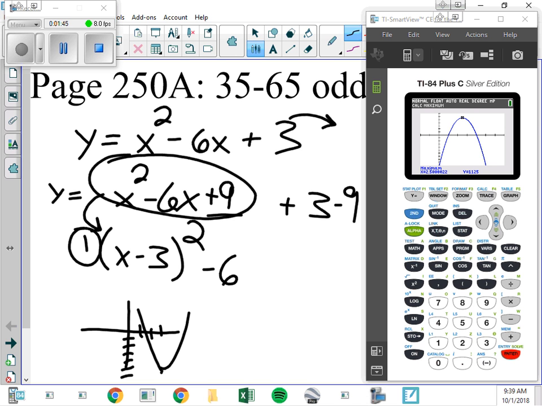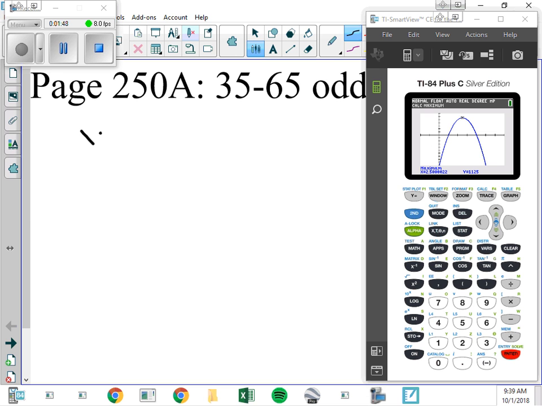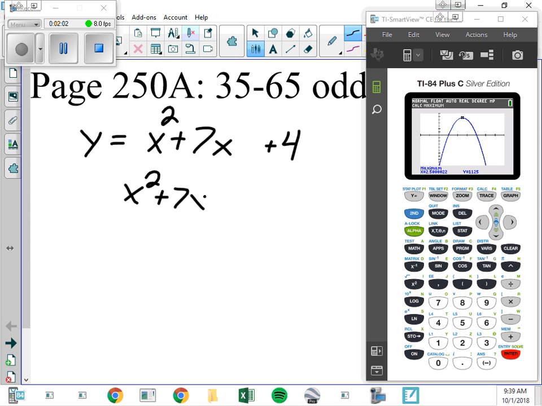Okay, it does get a little bit harder if the middle number is odd. Say plus 4. So I'm going to do x squared plus 7x, leave a space, plus 4.